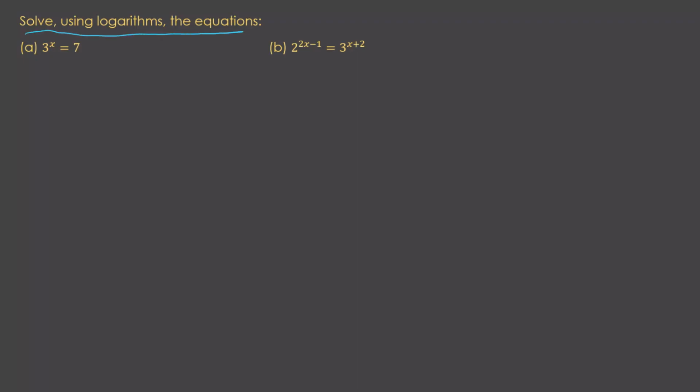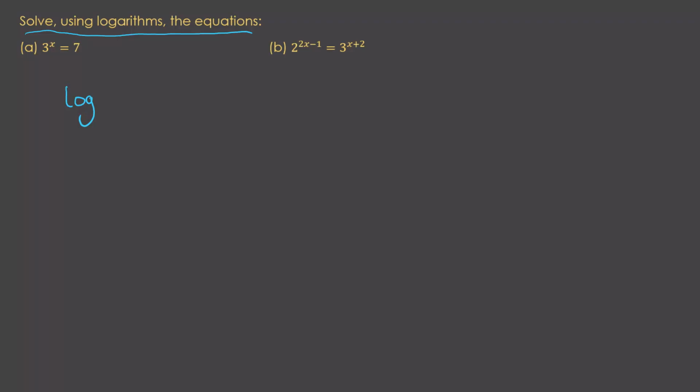Solve using logarithms the equations. And the reason we're using logs here is that 7 is not a simple power of 3. So if we'd had 9 here, we could have solved without logarithms quite easily. So the way to do this is just to take logs of both sides.